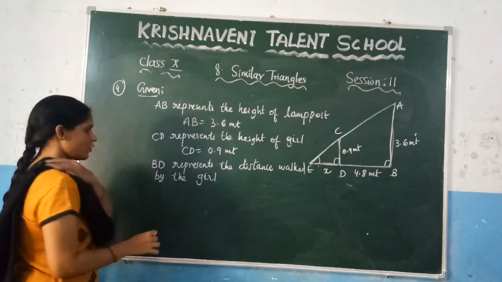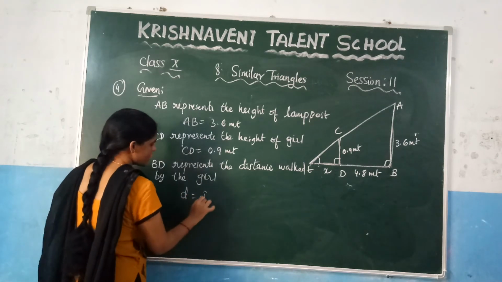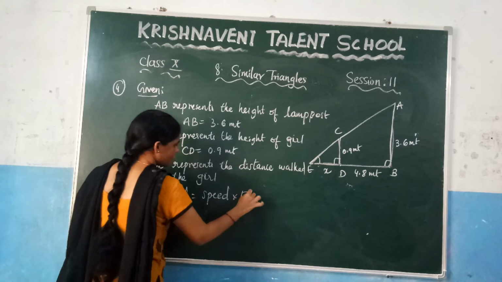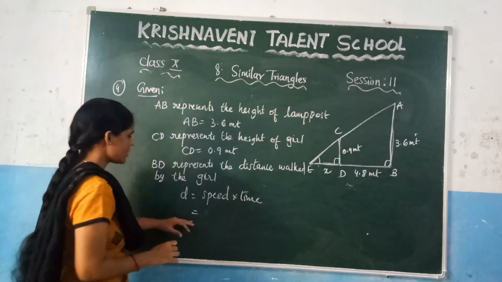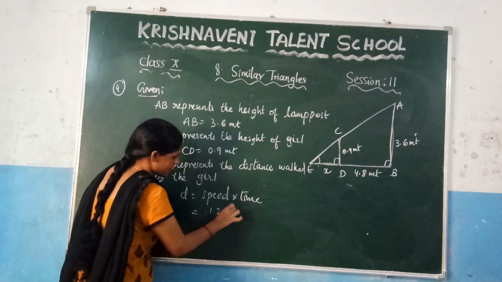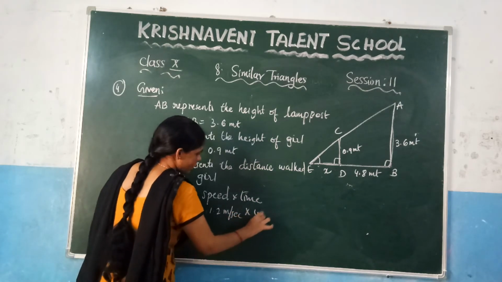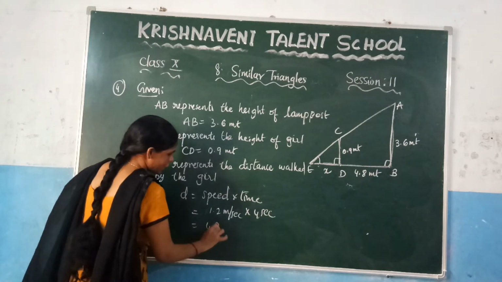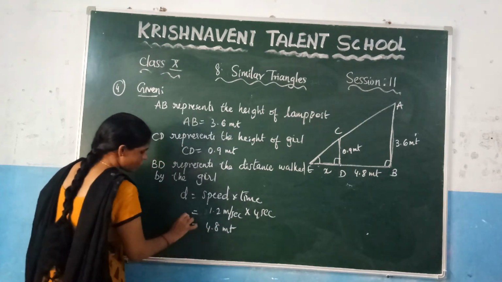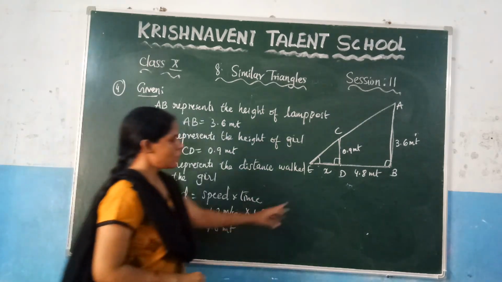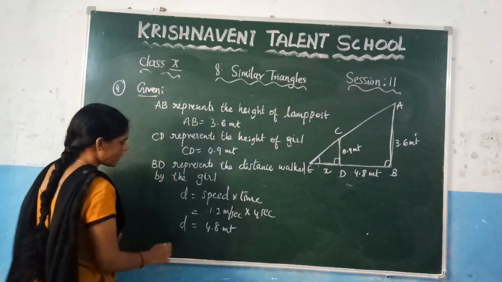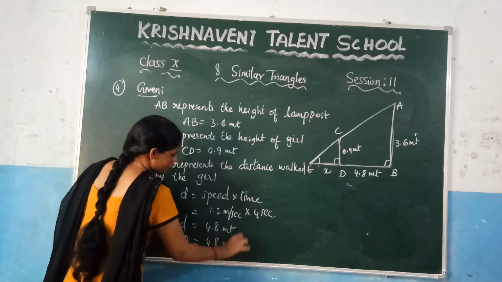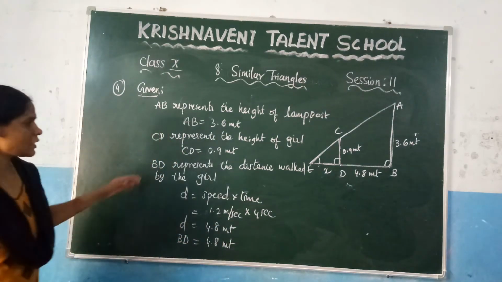So here, if you want to find the distance, you know that distance is equal to speed into time. And they have given here the speed, which is 1.2 meters per second, and the time they have given here 4 seconds. So if you multiply, what you will get? You will get here 4.8 meters. This is what? The distance. What is distance? Which is nothing but the BD. So write it here. BD is equal to 4.8 meters. Now here, this is the given here.